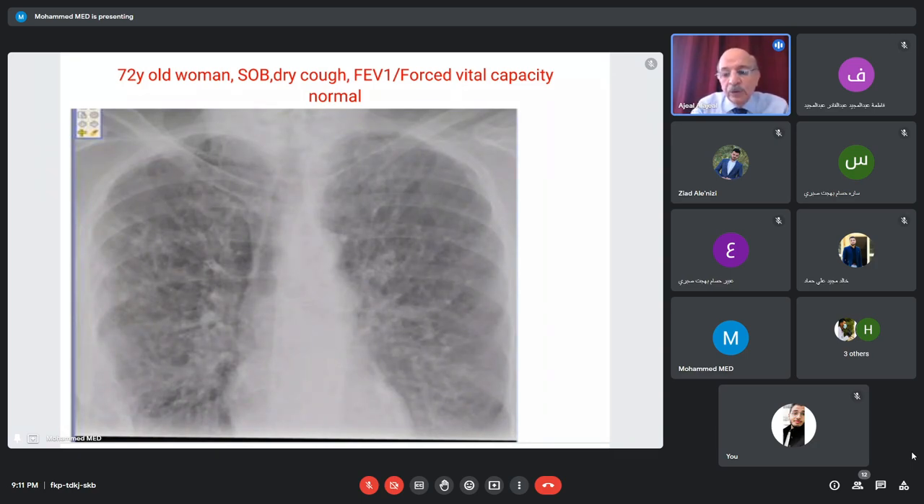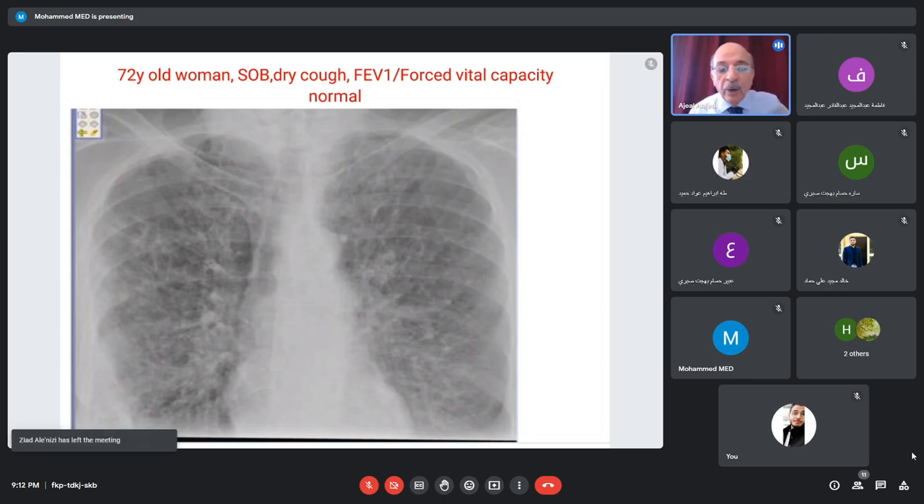This is an abnormal chest X-ray, okay? And I have given you some history about this patient. This is a woman, and she's 72 years old. She complained of shortness of breath and dry, non-productive cough. Her FEV1, force expiratory volume in 1 second over vital capacity, is normal. What does this mean? This means that the respiratory defect here is restrictive and not obstructive. Is this clear? What you see here in the lung fields on both sides, you see this shadowing.